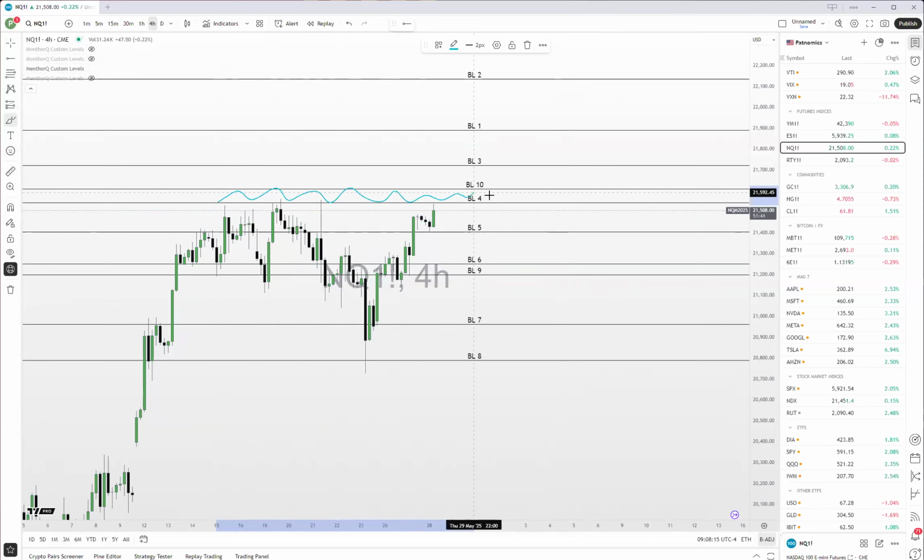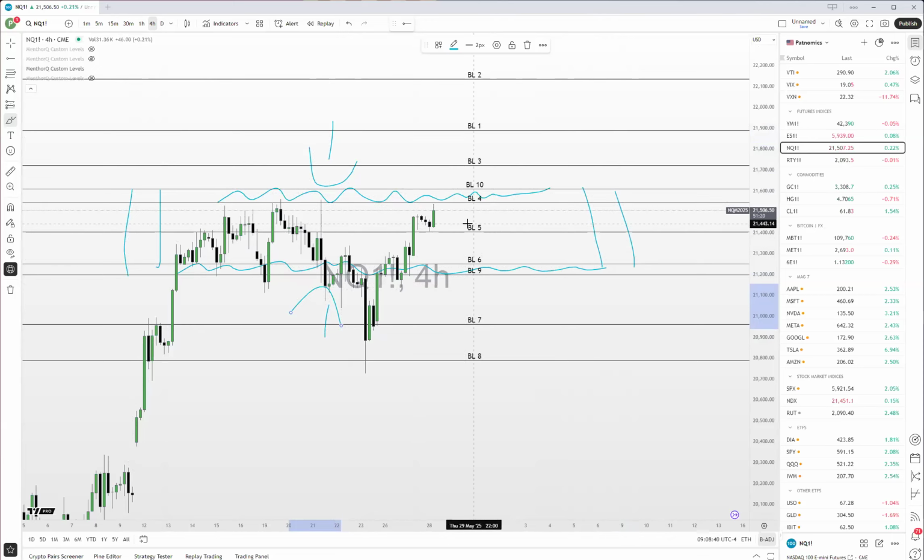And now we have here the blind spot 10 and the blind spot 4. And to the downside, we have the BL6 and the BL9. So basically, this area is my supply and demand area for the upside and for the downside. And if we're looking into this, that's really crazy also. That's exactly the range where we are.